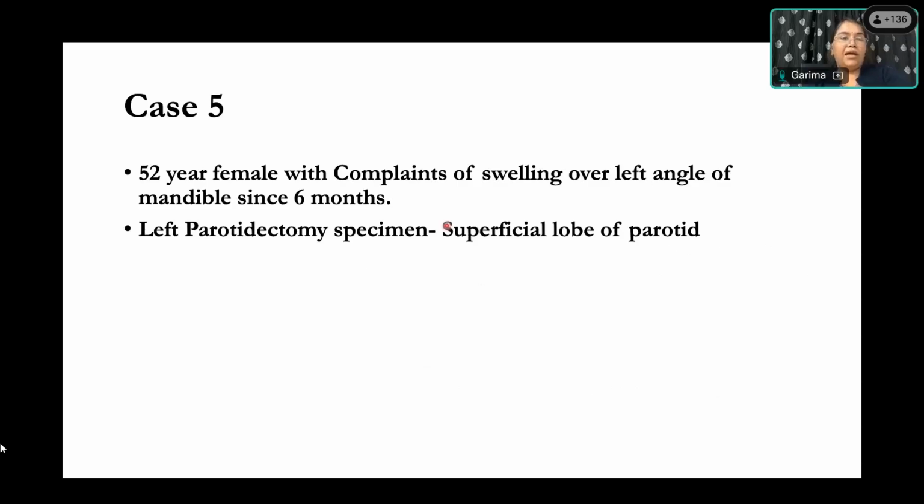Now moving to the last case, which is a 52-year-old female patient with complaints of swelling over the left angle of mandible. Last case from my side; Dr. Garima would be presenting more cases. This was a 52-year-old female patient with complaints of swelling over the left angle of mandible since 6 months, and we received a left superficial lobe of parotid gland.